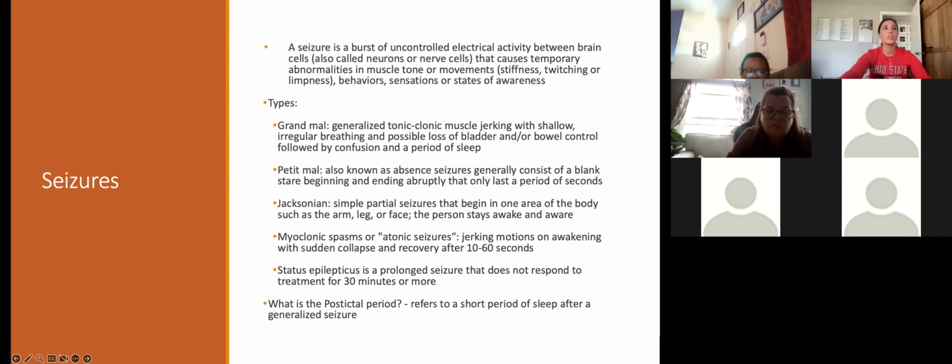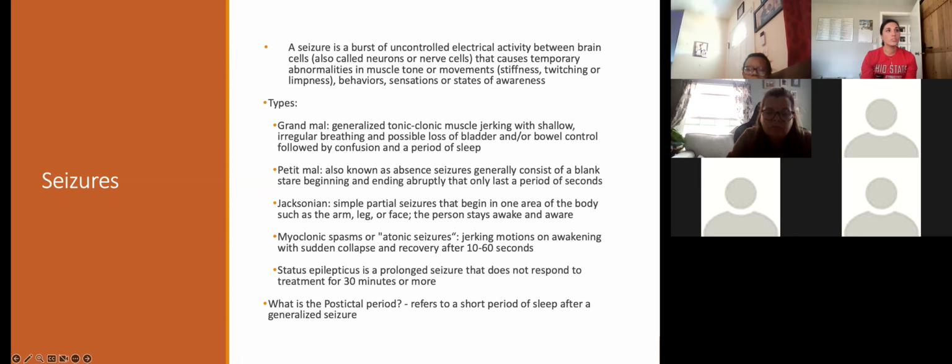Seizures. It's important that you know the different types of seizures and you can identify them. In general, a seizure is a burst of uncontrolled electrical activity between our brain cells, and it's going to cause temporary abnormalities in our movements, our behaviors, sensations, or our awareness.